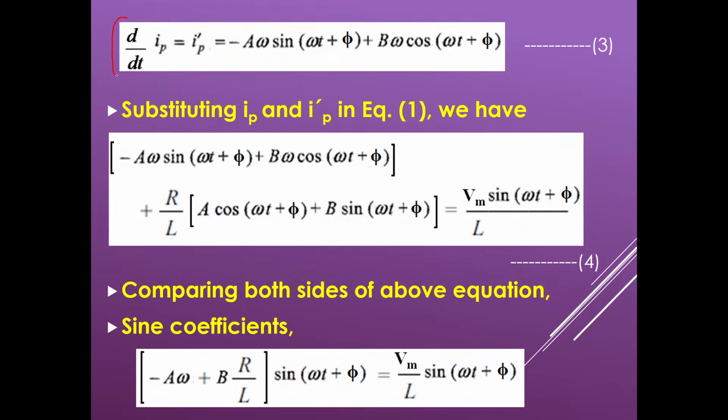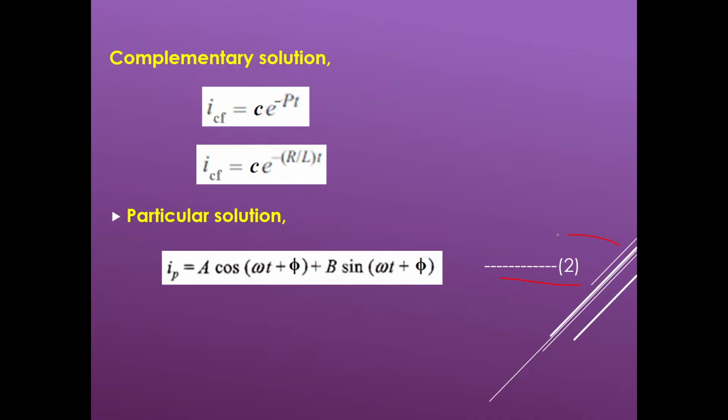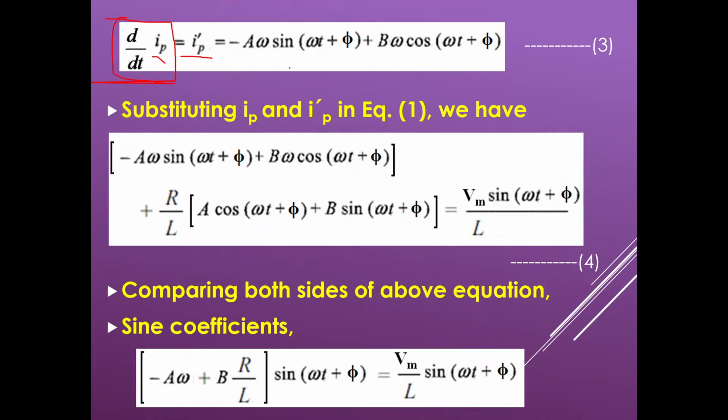Now differentiate this particular part of the solution, d/dt of i_p. Let us give some notation: d/dt of i_p as i_p dash. Just differentiate this equation 2, and you will get minus A ω sin(ωt + φ) plus B ω cos(ωt + φ). Consider it as equation number 3. Whatever expression is there for this particular solution, you just differentiate it with respect to time, and you will get equation number 3.